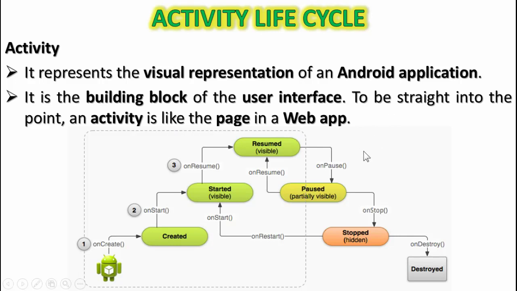The image down below shows the activity life cycle. The labels that have brackets, an opening and closing parenthesis, indicate the event handler, whereas the round-shaped rectangles represent the state or the status of that event.